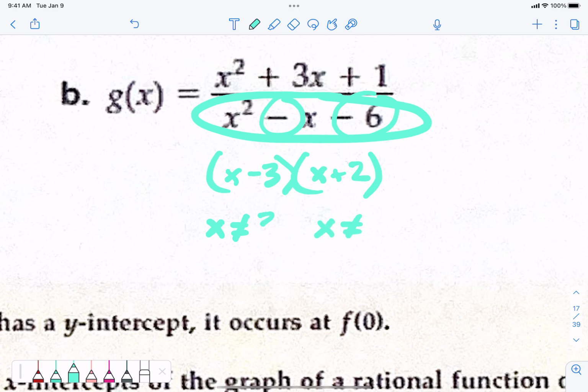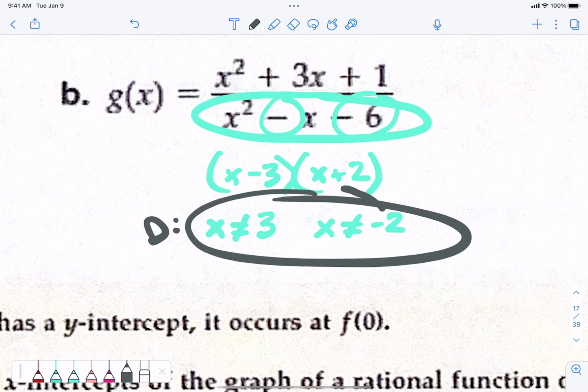3 and -2. X can't be 3 and x can't be -2, because I switched the signs of those. If x was 3 and I plugged 3 in here, I would end up getting 0 right here, and that's bad. Or if x was -2 and I plugged -2 in there, this whole thing would end up being 0, and that's bad. I don't ever want 0 on the bottom. So my domain is that x can't be 3 and x can't be -2, because what is happening at those two places?